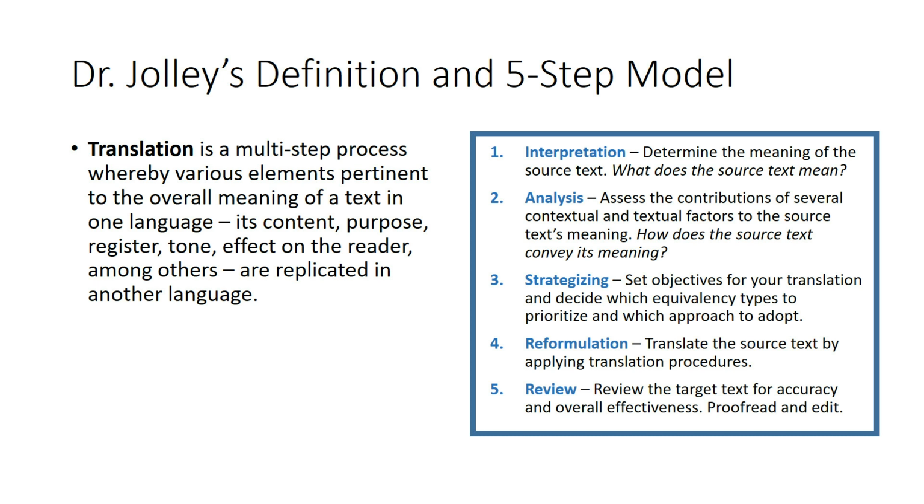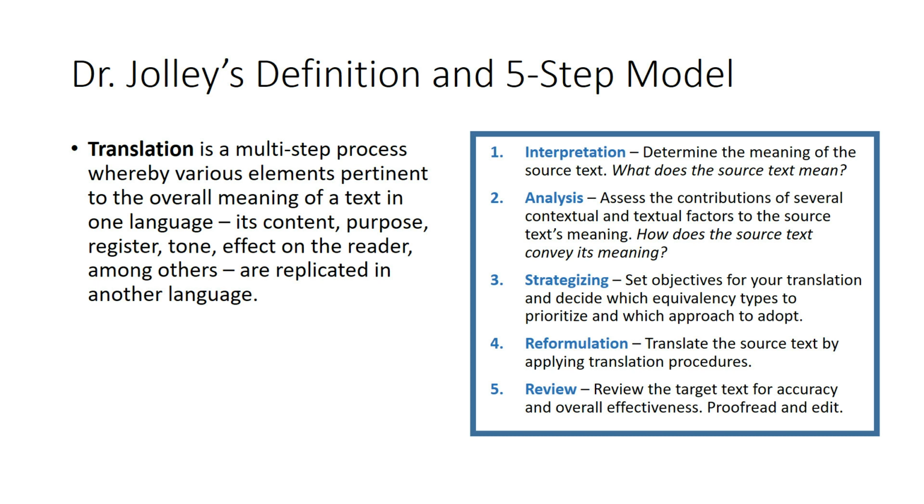Register, tone, effect on the reader, etc. For me, translation is a 5-step process. The first 2 steps are usually done together. The first step is to interpret the source text. We determine the meaning of the source text. In other words, what does the source text mean? The second step is analysis. And again, sometimes this happens simultaneously with interpretation. Analysis means we assess the contributions of several contextual and textual factors to the source text's meaning. Here we're answering the question, not what does it mean, but how does it mean?